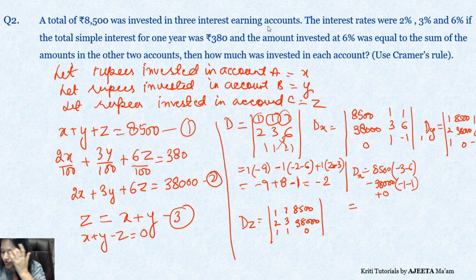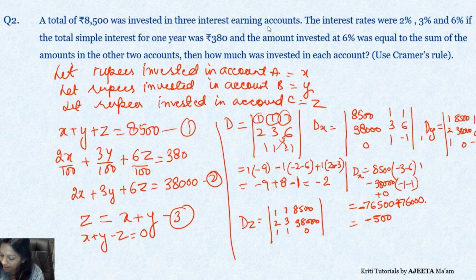For 0, nothing will come. So for dx, what are we going to get? Minus 6 into 8,500. So minus 6, minus 9, since 6 and 3 are there. So minus 9 into 8,500. That will make up to 76,500 minus 76,000. Right? So that comes out to be 500. This will be minus and this will be plus, so that will be minus 500. Correct. So that comes out minus 500.